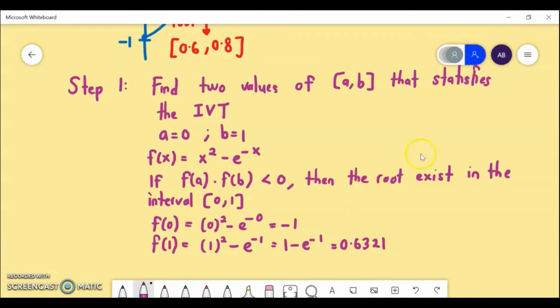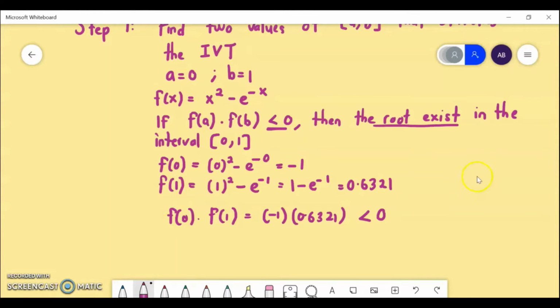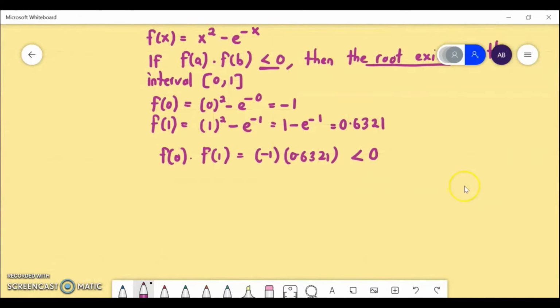Now what is f(0) times f(1)? We can see that f of 0 multiplied by f of 1 is negative 1 multiplied by 0.6321. You don't even want to solve this, okay? You just want to see that there's a negative sign, so it's less than 0. Then there exists a root. So that's the first step that you find out.